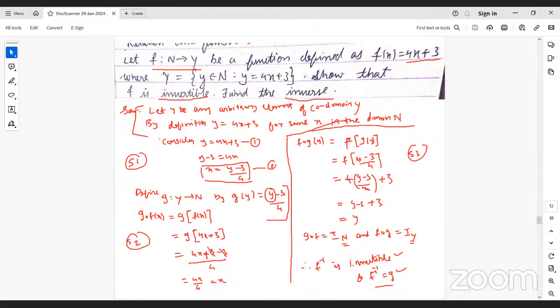Remember the steps, and then you can easily solve it. In your rough book, or whatever book and pen you have taken, write down the steps. Step 1 is finding the x value, that is defining the function g of y. Then step number 2, finding g composition f, then step number 3, f composition g, and then we need to show f is invertible. Okay, so we'll begin with the second question now.